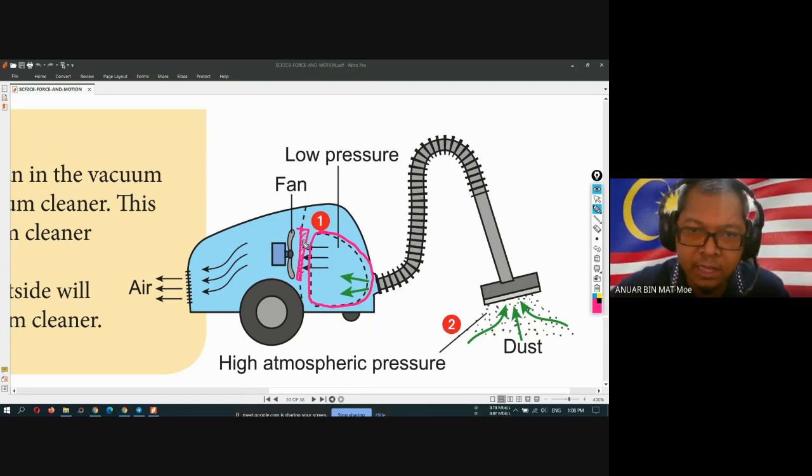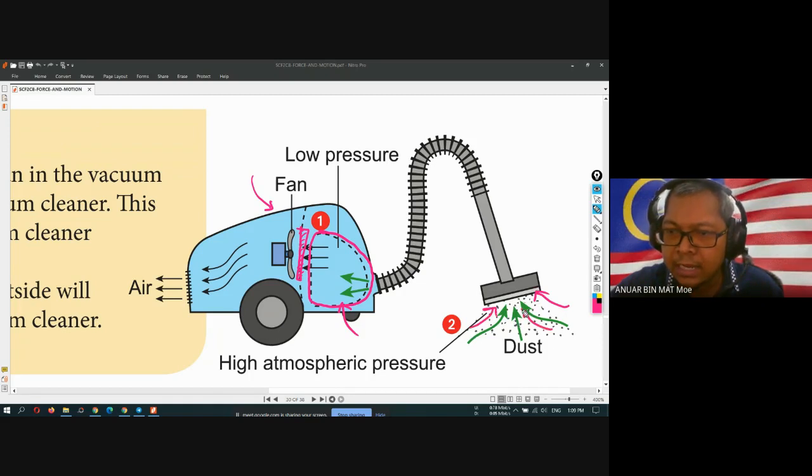So we have the filter here, and then we have the fan. The function of the fan, the rotation of the fan, will determine whether the area inside the container over here has higher pressure or lower pressure. If you switch on the fan, the inside of the container will be lower pressure, and then it will suck all the dust from outside.